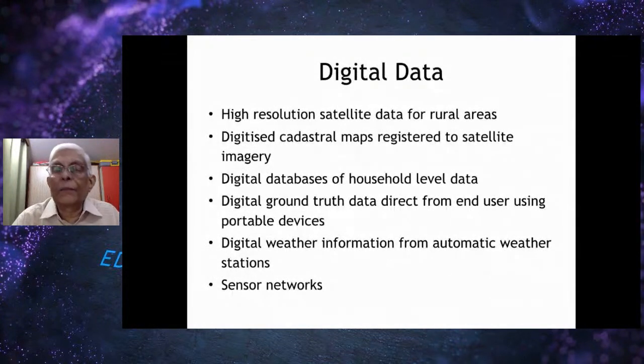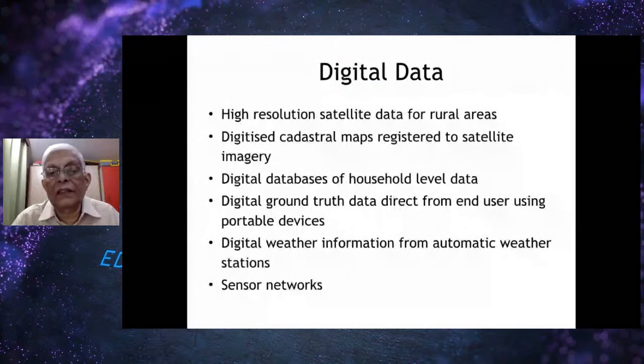Weather is a very important issue, and automatic weather stations are very much in the news. In fact, if you have heard of SkyMet, which is a private company, they have weather stations almost all over the country. Today, if I want to know the weather not only in my town but in my area, I can get that from the automatic weather station in my area using a simple app on my smartphone.